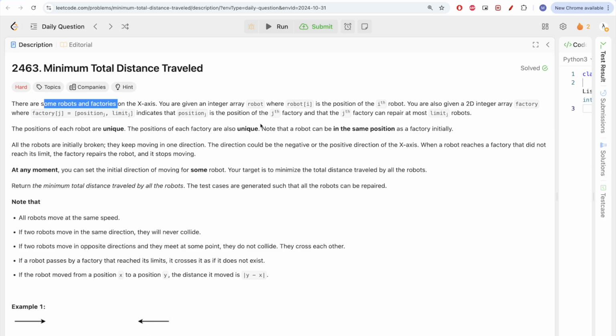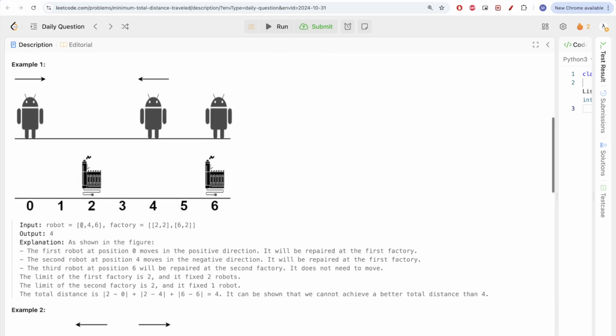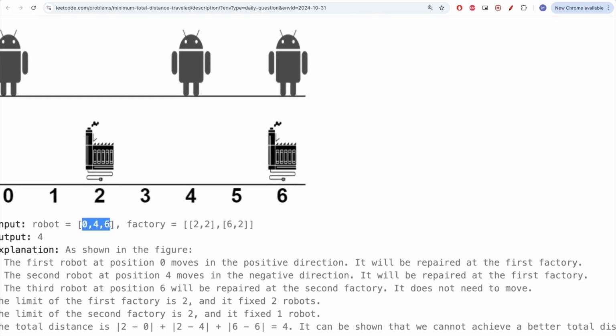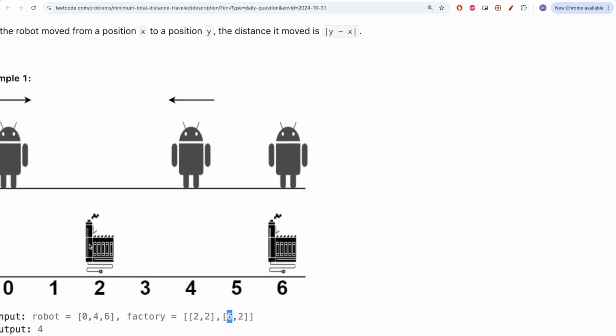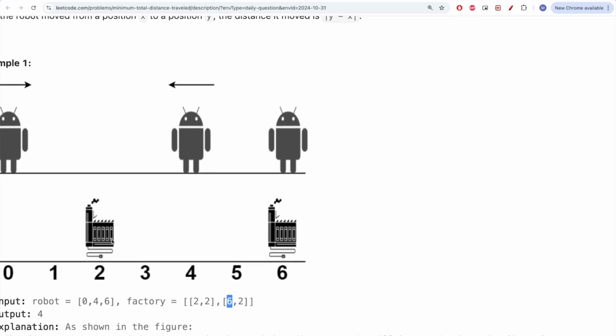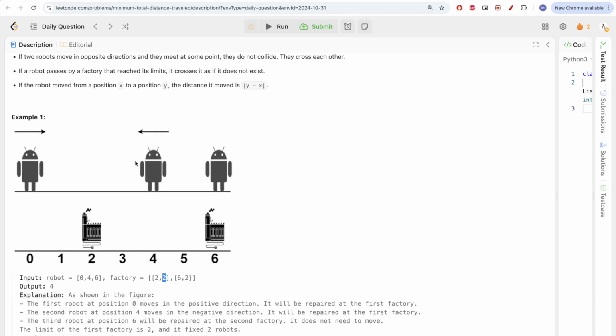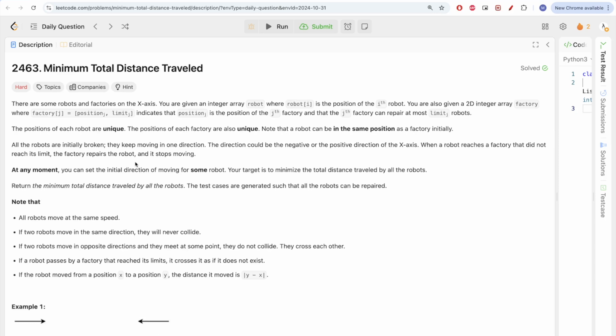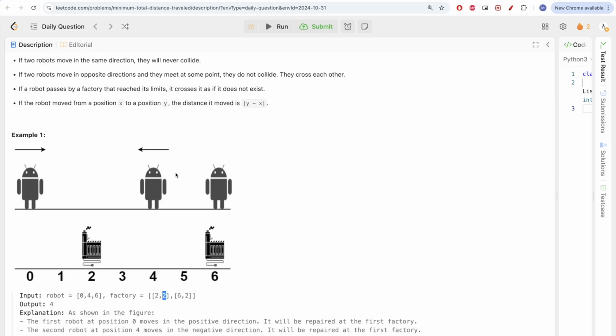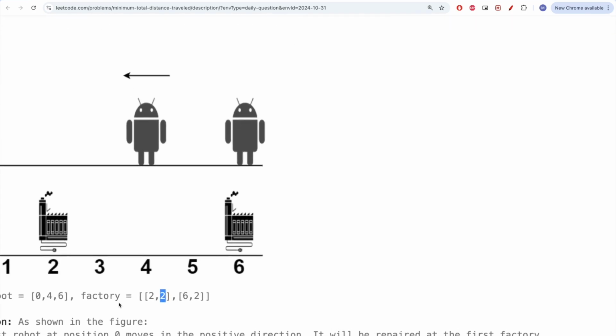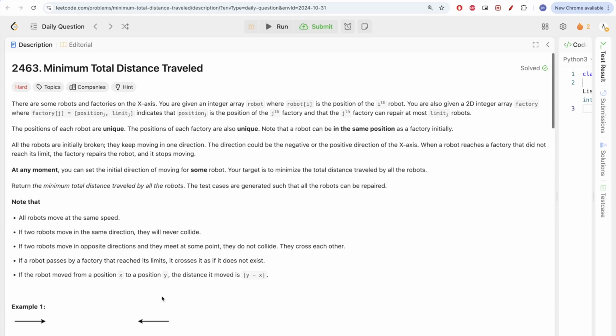And what is happening is that we get in the input each robot's position on the x-axis, and each factory's position is the first element here. Now each factory also has a capacity or a limit that we have here. Now what is this limit? Well, basically each robot is broken, and these factories repair the robots. And so this value here is how many robots a factory can repair.